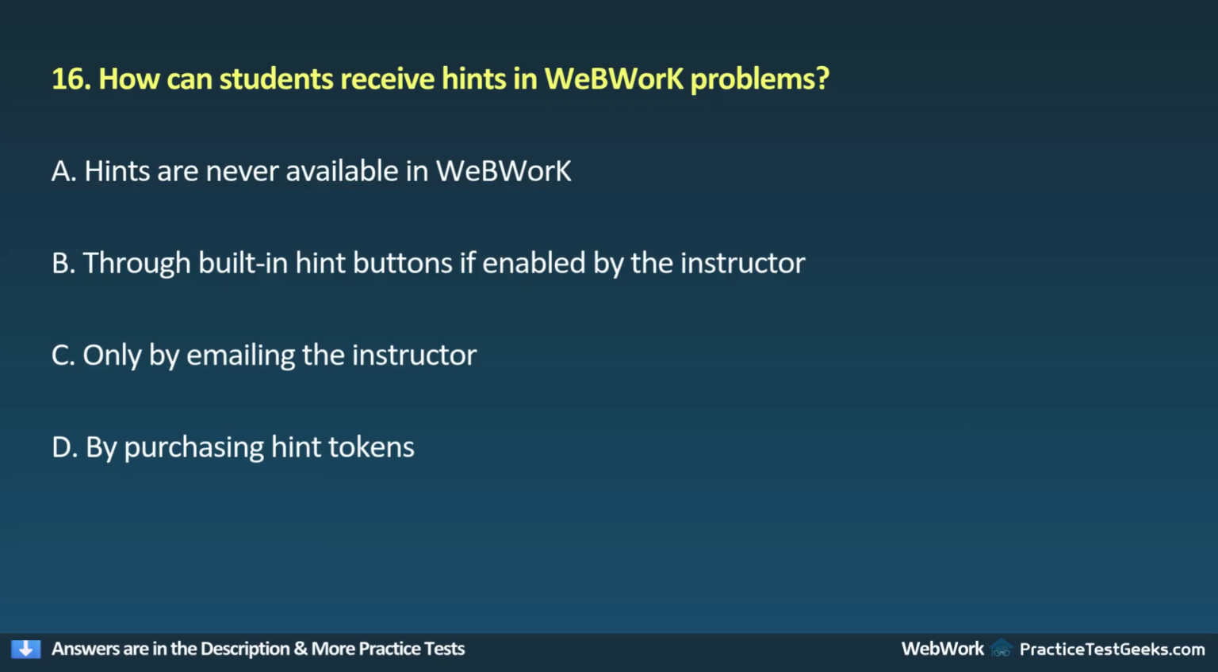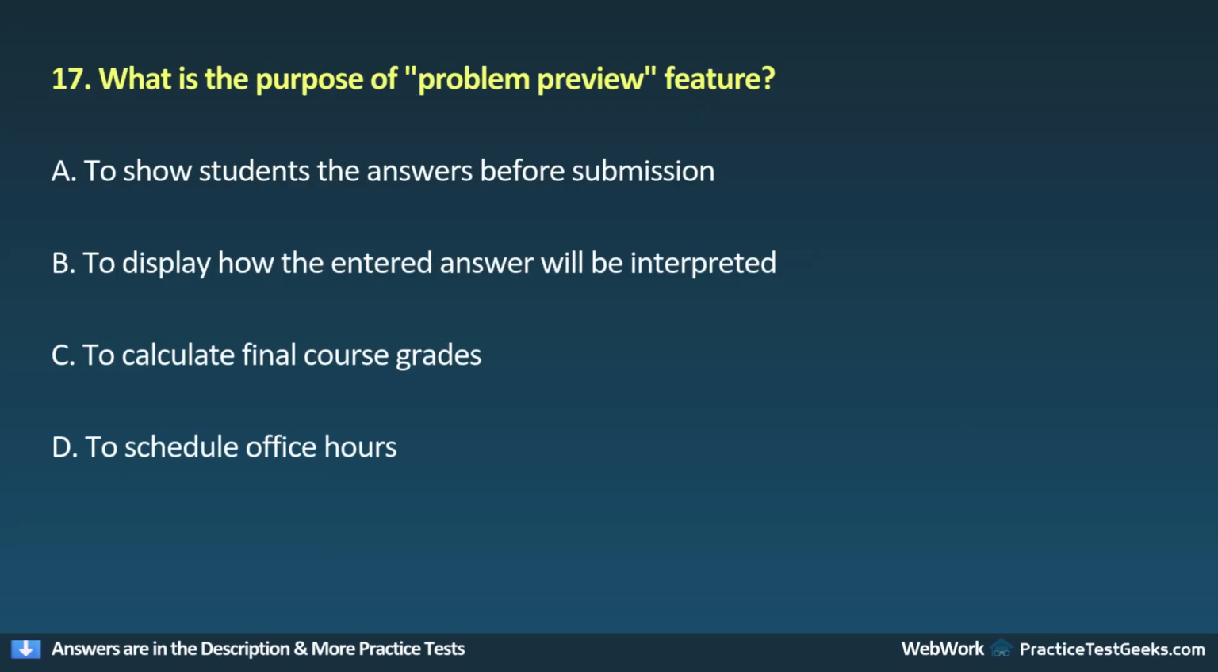16. How can students receive hints in WeBWorK problems? A. Hints are never available in WeBWorK. B. Through built-in hint buttons if enabled by the instructor. C. Only by emailing the instructor. D. By purchasing hint tokens.